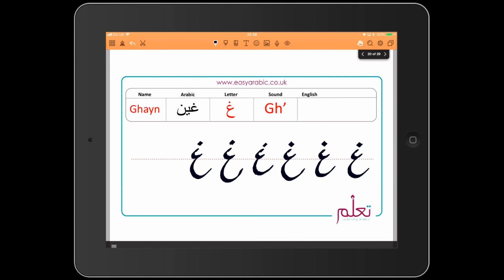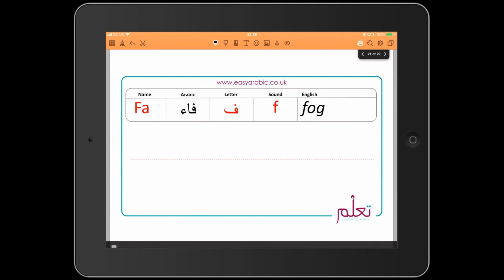Now it's very rarely you see the letter Ghain on its own, but as we go through the set of videos where we start joining the letters, you'll see how the letter changes at the beginning of the word, in the middle of the word, and at the end of the word. So don't worry about it, and we should be okay. So Ghain again. Sorry, I keep going off on a tangent. Ghain.